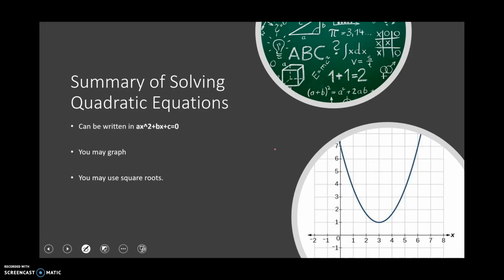The summary of solving quadratic equations. It can be written as ax squared plus bx plus c equals 0. You may use a graph, and you may also use square roots.